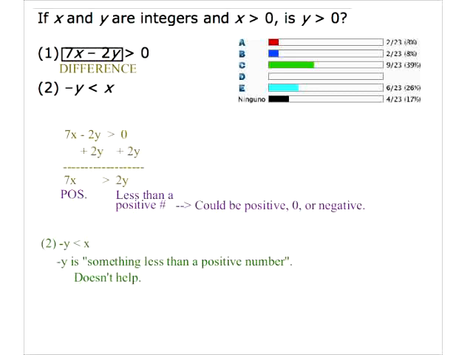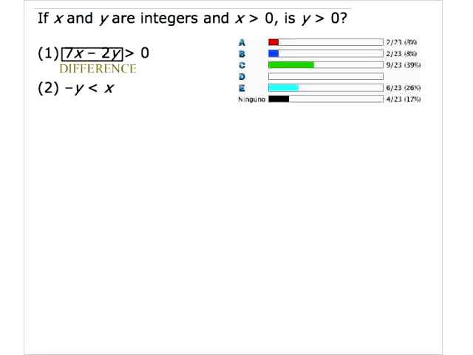So we can try to add the equations, we can try to flip stuff, we can try some things. Let's just try stuff. So again, let's just see what happens. The two statements together are 7x greater than 2y and x greater than negative y. Let's make them face the same way.